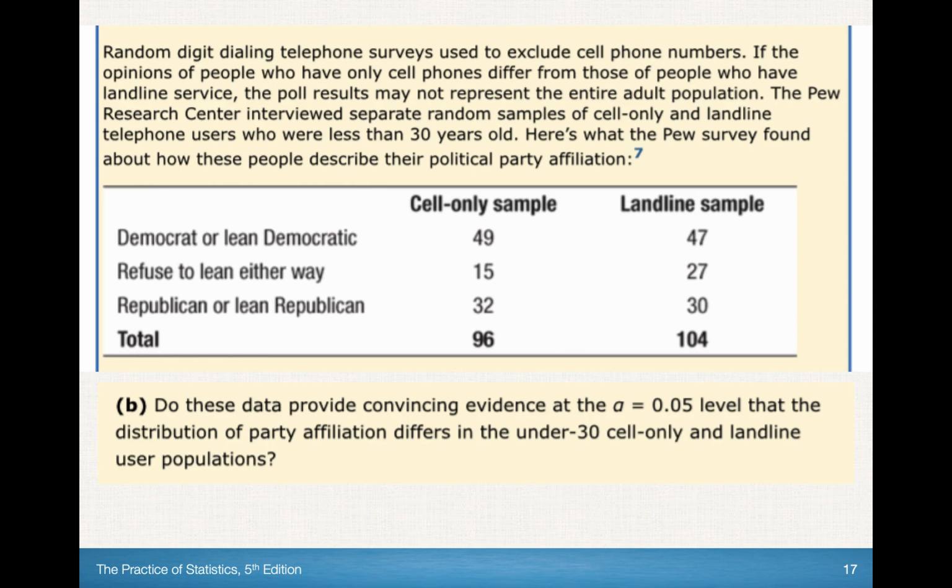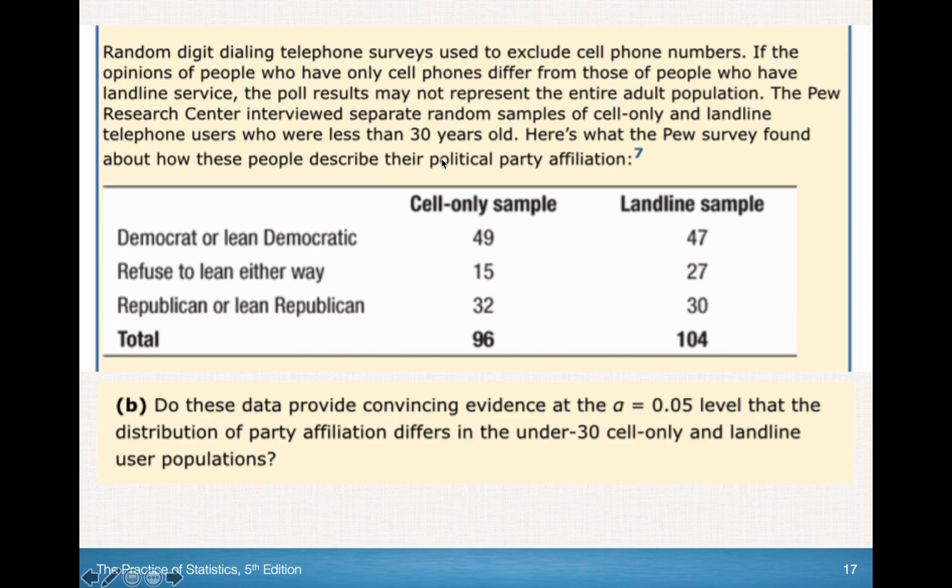The Pew Research Center interviewed separate random samples of cell-only and landline telephone users who were less than 30 years old. Here's what the Pew survey found about how these people describe their political party affiliation. Now, reading this, how do I know I'm going to end up doing a chi-square test for homogeneity? Well, the key sentence here is that they took separate random samples.